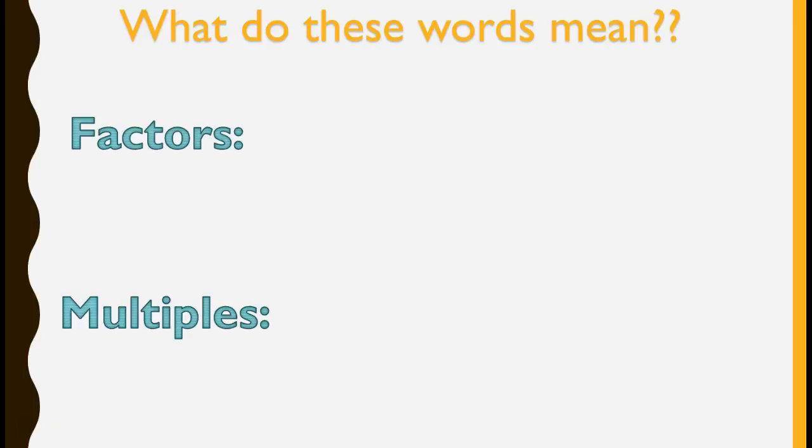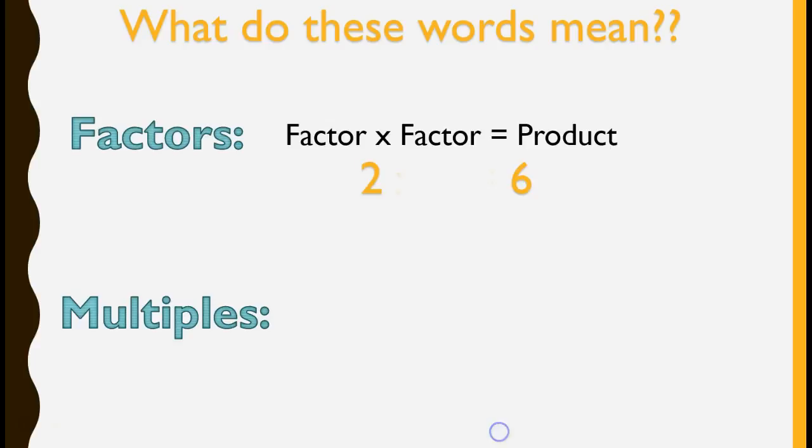So let's look at both of these words. What is the difference between factors and multiples? Well, factors are what you've been learning for several years now, all about the math facts. When you multiply any two numbers together, you get an answer, right? The factors are what you're multiplying, and the answer is called the product. An example would be 2 times 3 equals 6. So the 2 and the 3 are factors of 6. If someone were to ask you, what are factors of 6? You could say 2 and 3.